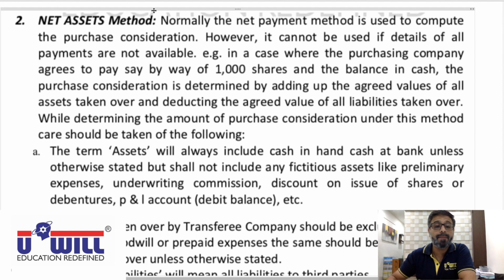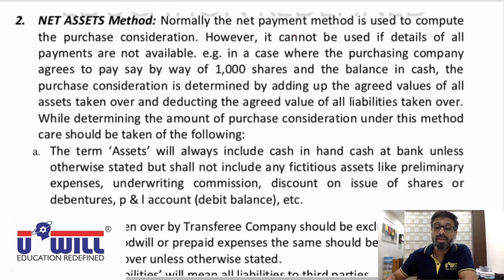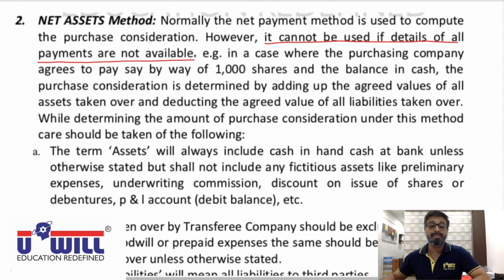Net asset method. Normally, the net payment method is used to compute the purchase consideration. However, it cannot be used if details of all payments are not available. This I told you: if details of all payments are not available, any mode of payment amount is missing, then first we will have to use the net asset method. After that only we can use the net payment method.